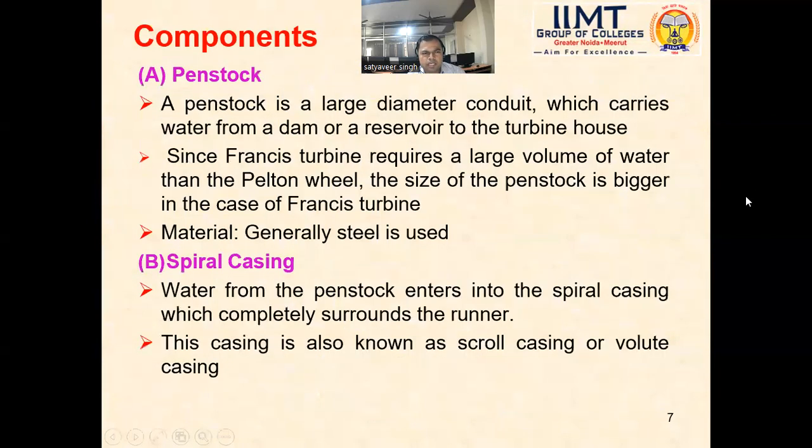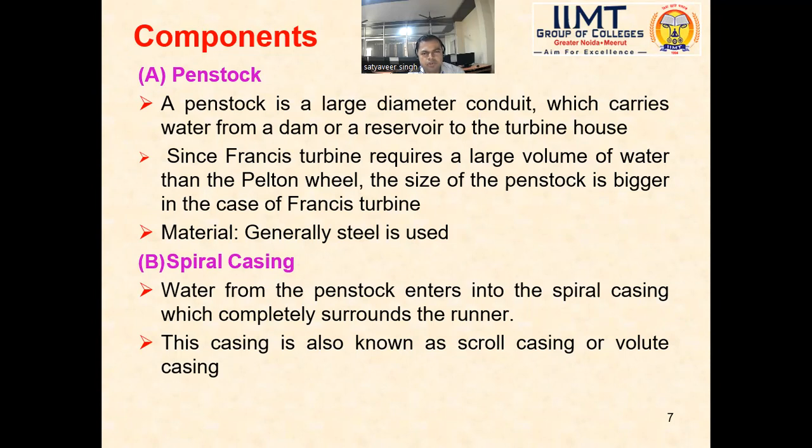Now come to the working principle of this turbine. There are a number of parts of this turbine. First one is the penstock. What is the function of the penstock? A penstock is a large diameter conduit which carries water from the dam or reservoir to the turbine house. Since a Francis turbine requires a larger volume of water than the Pelton wheel turbine, the size of the penstock is bigger in case of the Francis turbine. The material generally used for the penstock pipe is steel.